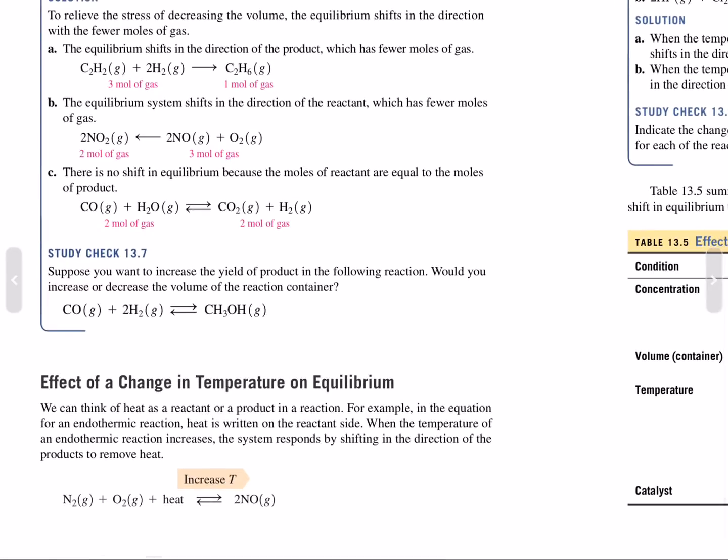The effect of change in temperature on equilibrium. We can think of heat as a reactant or a product in a reaction. For example, in the equation for an endothermic reaction, heat is written on the reactant side. When the temperature of an endothermic reaction increases, the system responds by shifting in the direction of the products to remove heat. So heat is used just like a reactant. So increasing reactants shifts away from reactants. Increasing heat, if it's endothermic, shifts away from that, and so it will shift towards products.